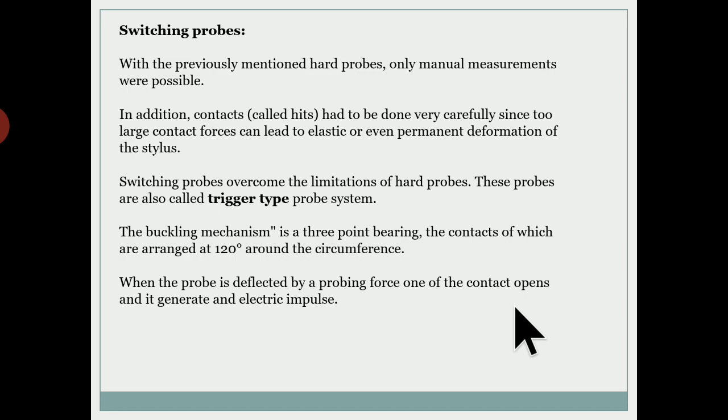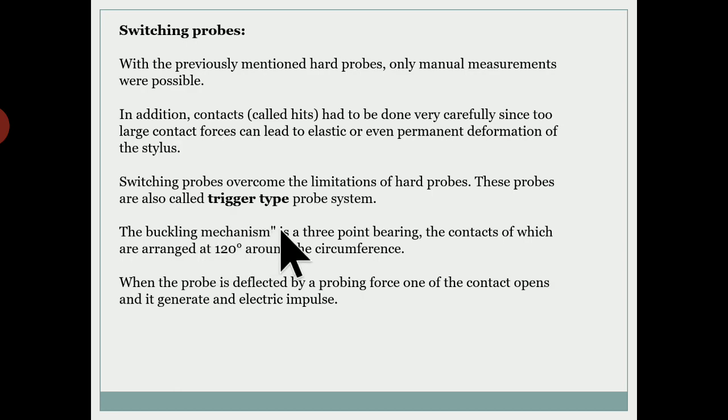Then the second type, switching probes. With the previously mentioned hard probes, only manual measurements were possible. In addition, contacts had to be made very carefully since too large contact forces can lead to elastic or even permanent deformation of the stylus. Switching probes overcome these limitations of hard probes. These probes are also called trigger type probe systems.